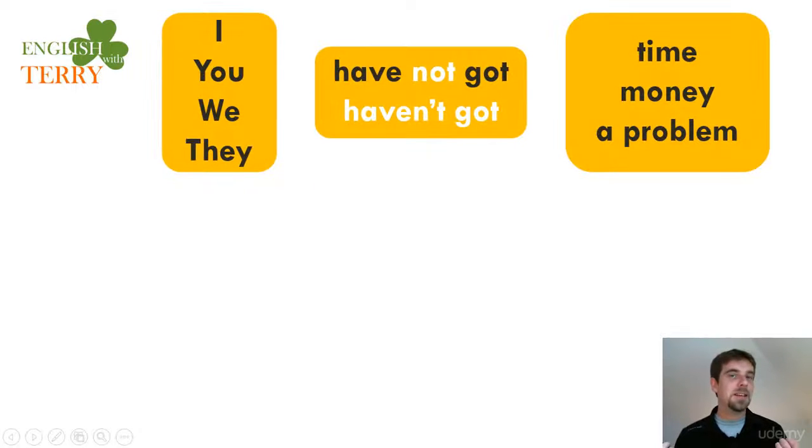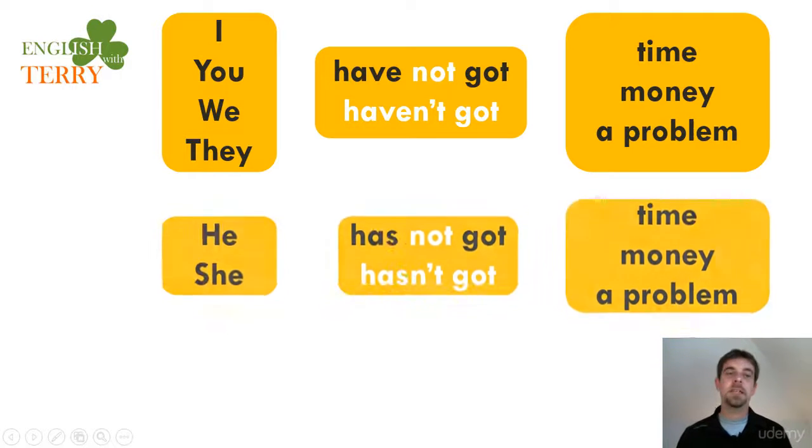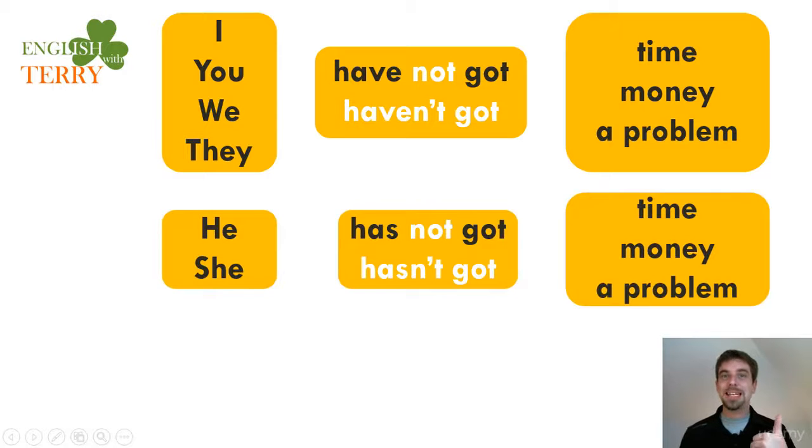If we look at this in the negative, it's important to be clear now that it's I have not got. All right? I, we, they have not got time, not got money. And this is contracted to haven't got. With he and she, it's he has not got, she hasn't got, and he or she hasn't got time, money. So he or she has not got, hasn't. He hasn't and she hasn't. All right?